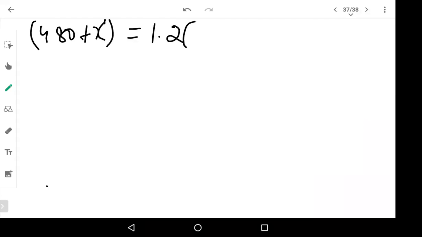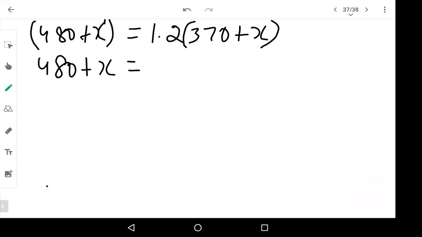So the equation is going to be 480 plus X is equal to 1.2 into 370 plus X. So 480 plus X is equal to 1.2 into 370. Okay, Lakshmi got the answer, 180. Good, Lakshmi. Now say me the answer for this. 1.2 into 370. 444. Okay, everybody is getting X is equal to 180. Great. 444 plus 1.2X.